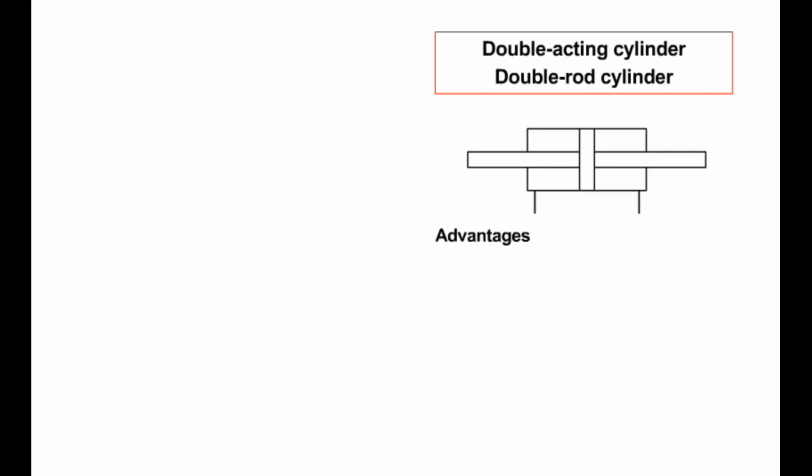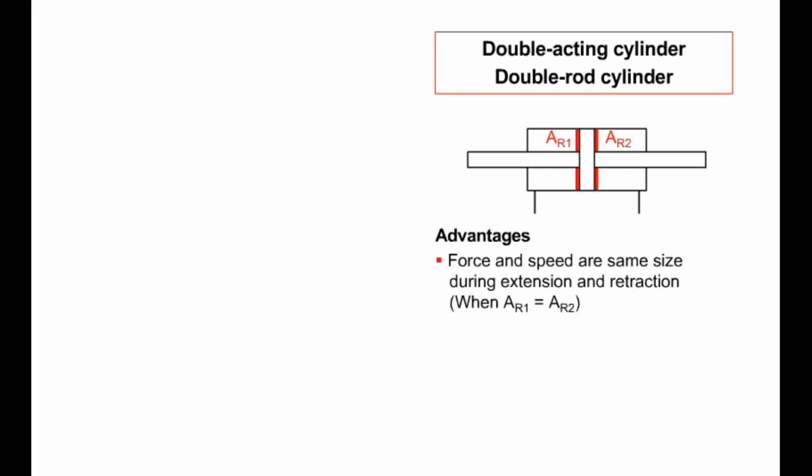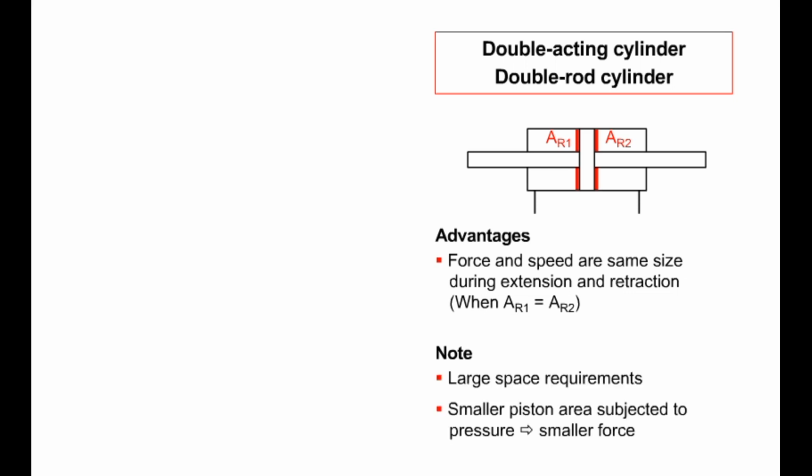In a double rod cylinder, the situation is altered. If the piston areas AR1 and AR2 are the same size, for the same operating pressure, the forces and movement speeds will be the same size during extension and retraction. Since the piston rods extend on both sides of the cylinder, more operating space is required. Due to the smaller active piston area, the force transferred by the cylinder will be smaller with the same pressure.